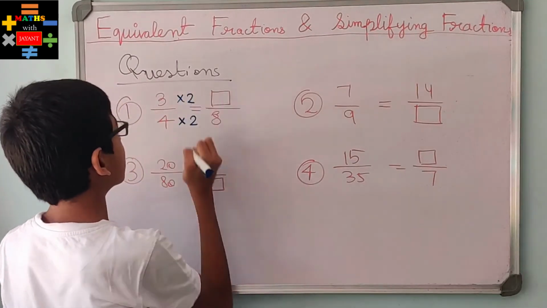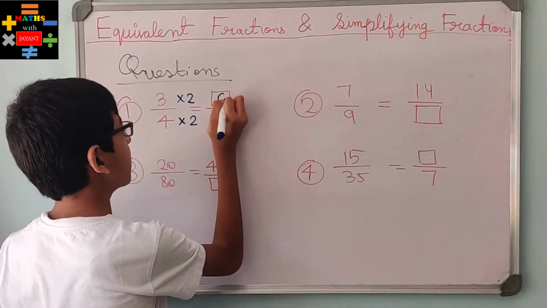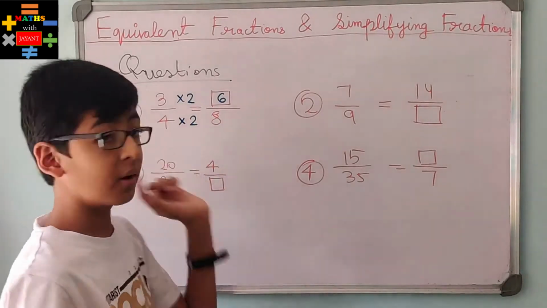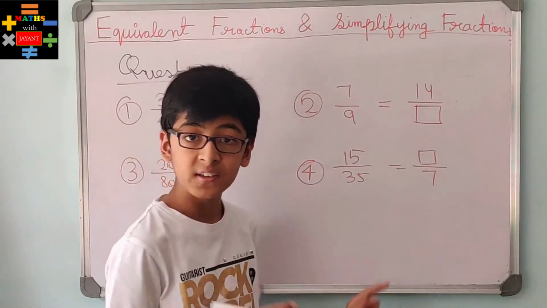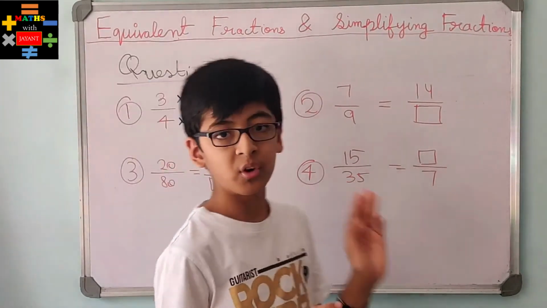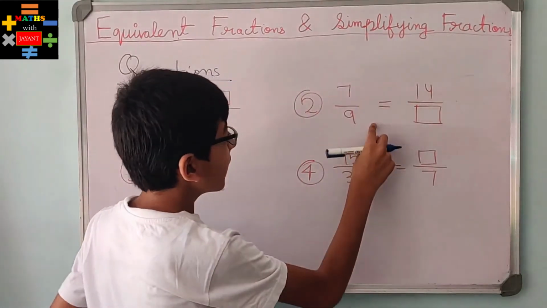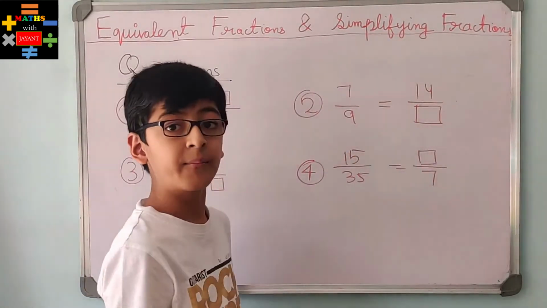So we multiply 2 to the numerator also. 3 into 2 gives us 6. And like this, we found out the missing number. Wasn't it easy? Let us solve another question like this, where 7 by 9 and 14 by something.